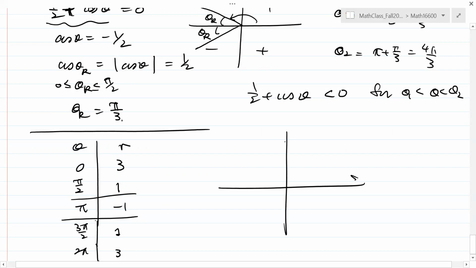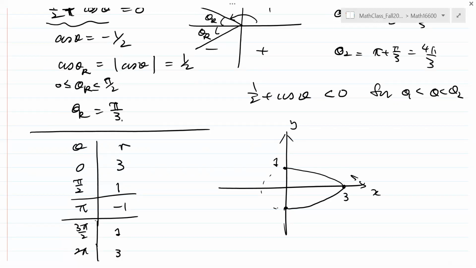So let's sketch the graph. That's not enough points. From 0, r is 3 here, right? Then it decreases to 1, and from here to here it's going to be like that. So the only problem is that maybe it does look like that, so you have to be very careful. You need more information.